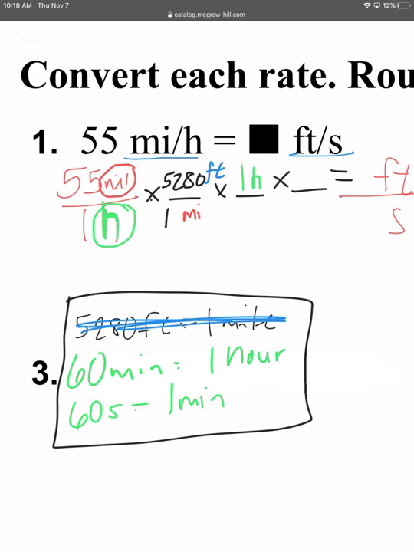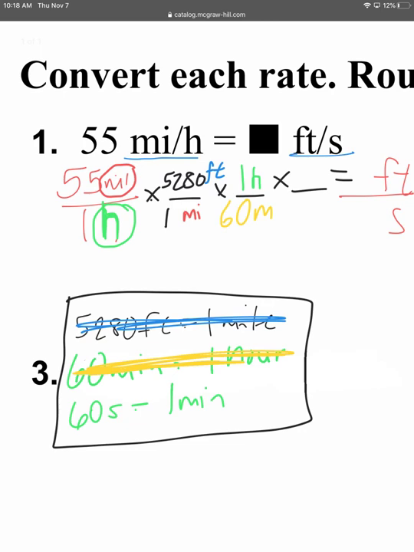I'm running out of colors. I'll use yellow, it's hard to see, but I'm going to use it. So there's 60 minutes in 1 hour. So I use this one up. I'm going to cross it out. Last but not least, we're left with 60 seconds equals 1 minute. I'm going to fill that one in.